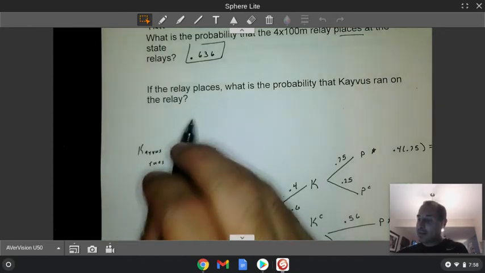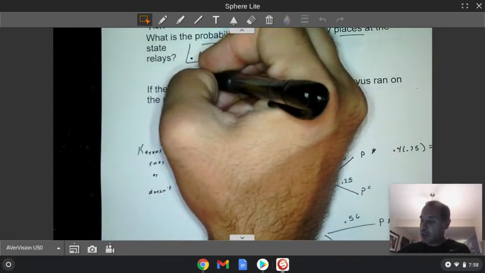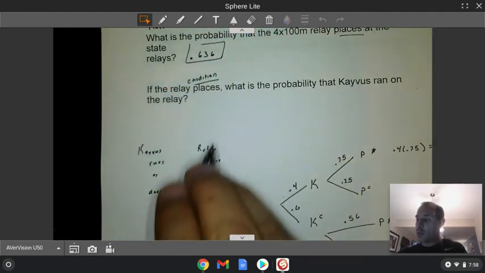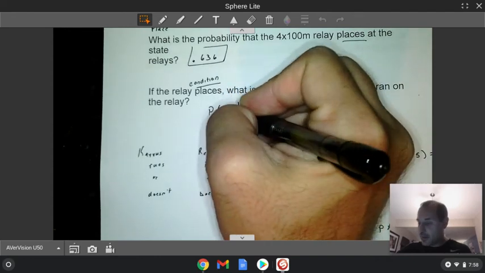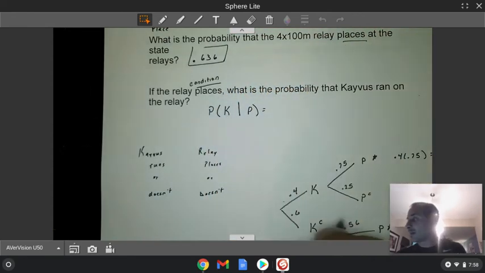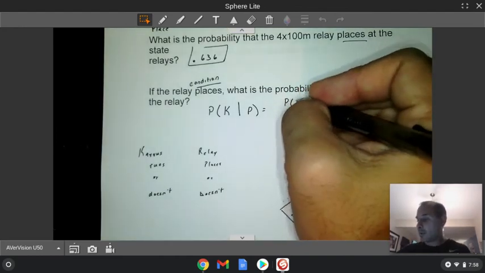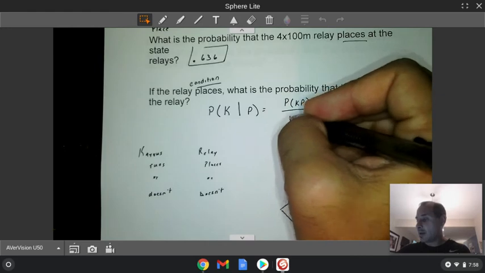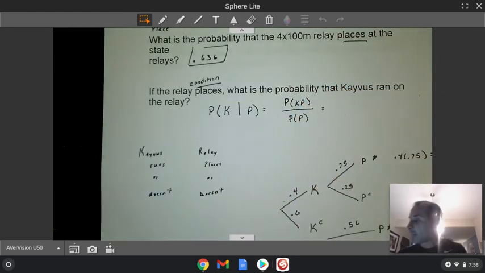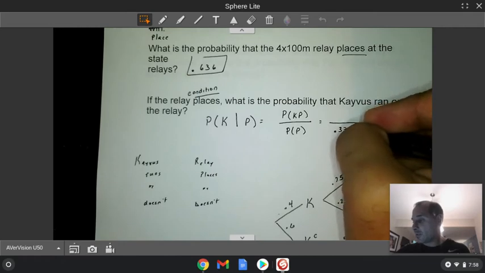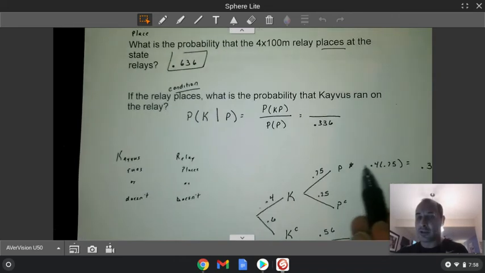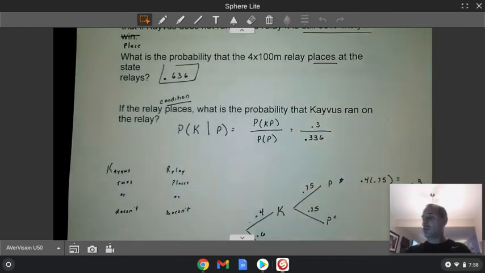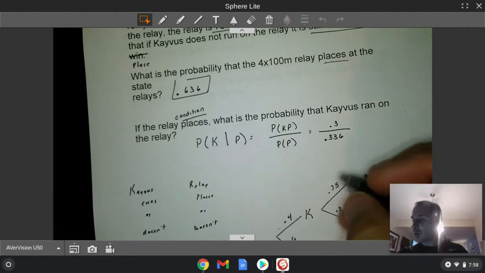Now, if the relay places, that is my condition. What is the probability that Cavis ran on it? So the probability that Cavis ran on it, given that the relay places. Well, going back to the formula that we used before, that's the probability of both divided by the probability of my condition. My condition we just determined is 0.636, and the probability of both, Cavis running and the relay placing, is 0.3. So 0.3 divided by 0.636 is 0.4717.